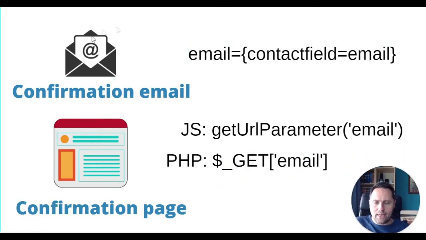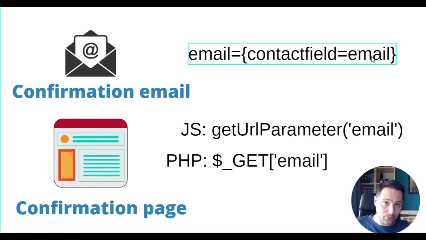What we need is that in the confirmation email, we would add the email address as well. So we have that already. That's really cool because we are capturing it in the form. So we can put at the end of the email simply the link and then question mark email equals contact field email. This part here will be filled out from Mautic. So your whole link will look like your confirmation page dot whatever, let's say HTML, question mark email equals and so on. So that's one of the requirements we have to do.